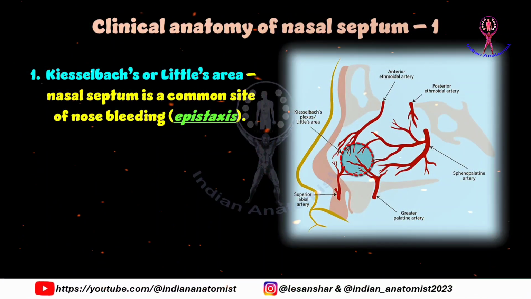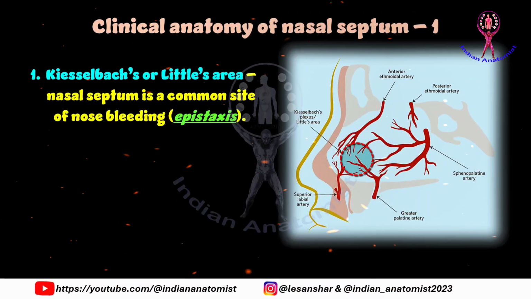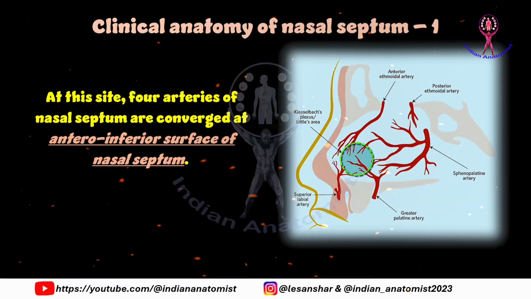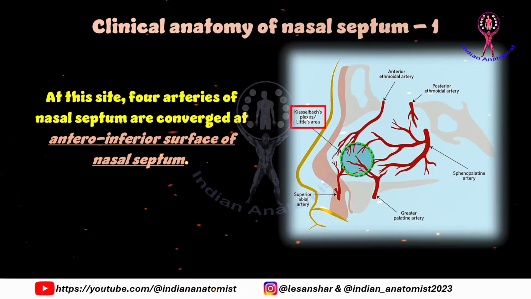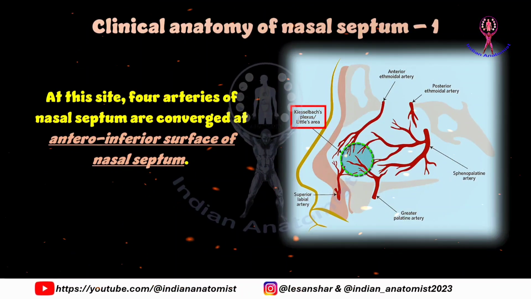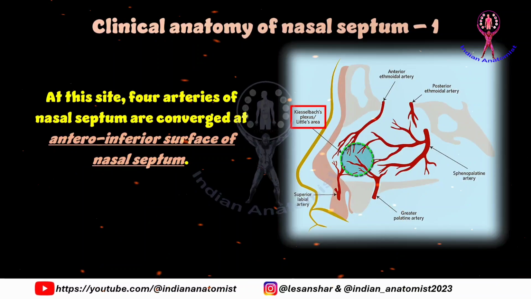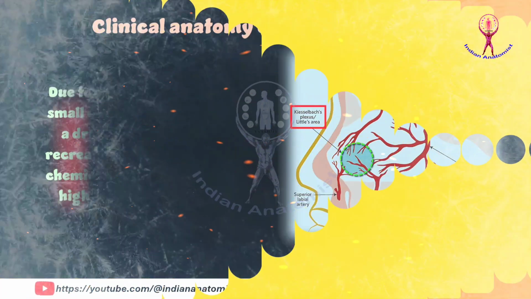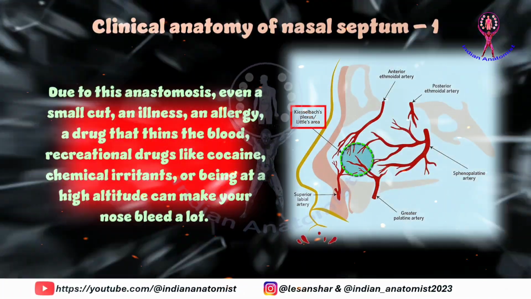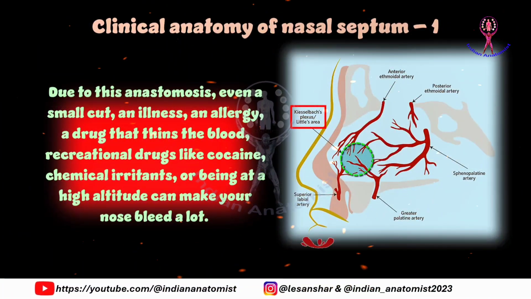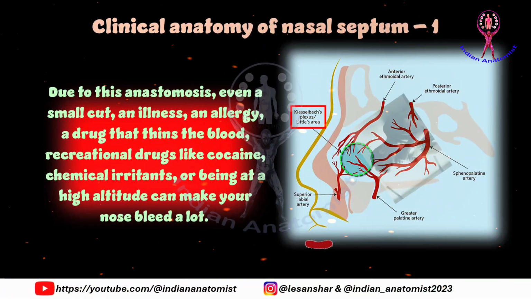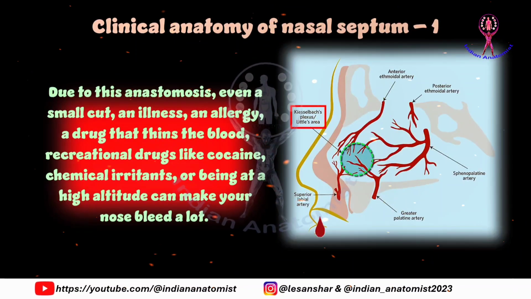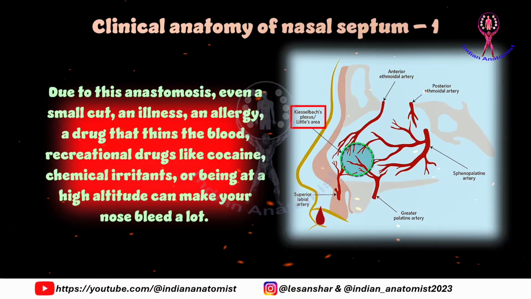The nasal septum is a common site of nose bleeding, medically called as epistaxis. All of the arteries in the nasal septum come together here on the anterior inferior aspect of the septum. This creates a Kieselbach's arterial plexus or anastomosis of nose. Due to this anastomosis, even a small cut, an illness, an allergy, a drug that thins the blood, recreational drugs like cocaine, chemical irritants, or being at a high altitude can make your nose bleed a lot.